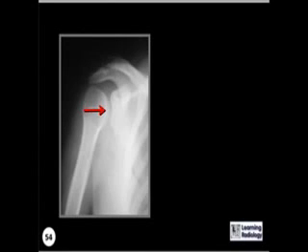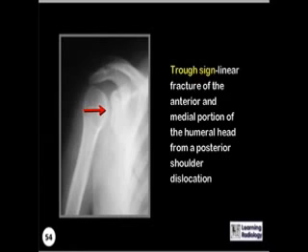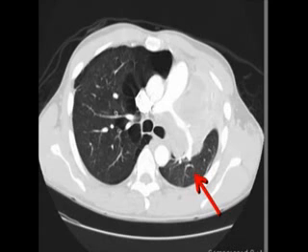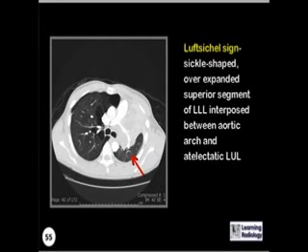What sign is shown here? This is the trough sign, which is a linear fracture of the anterior and medial portion of the humeral head from a posterior shoulder dislocation. What sign is shown here? This is the Luftsichel sign, which is the sickle-shaped, overexpanded superior segment of the left lower lobe interposed between the aortic arch and the atelectatic left upper lobe to which the gray arrow is pointing.